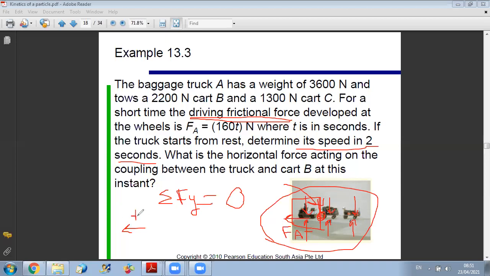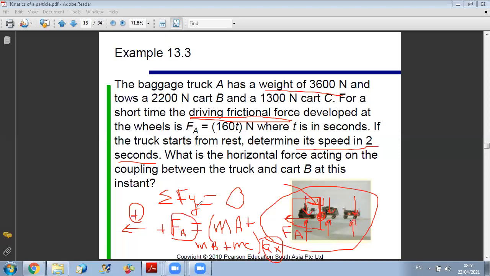If I consider the positive direction towards the left, then I have plus Fa equals, since I am considering a system of 3 particles, the total mass, so it's Ma plus Mb plus Mc times the acceleration along x, Ax. Now all I have to do is to replace each mass by its value. Since they gave me the weight, each mass is obtained by dividing by g. So now I can get ax as a function of time.